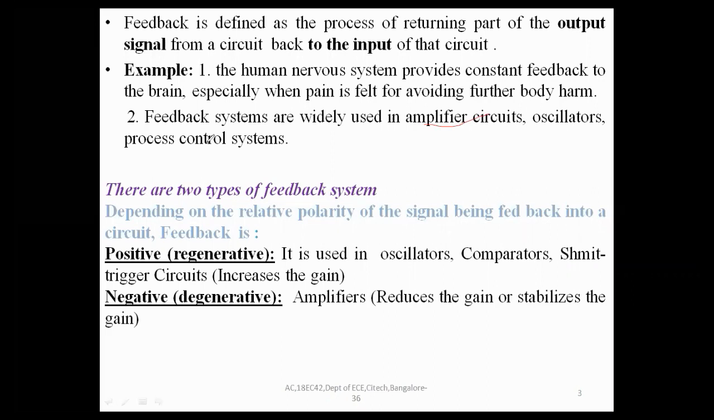There are two types of feedback systems depending on the relative polarity of the signal being fed back into the input of the circuit. One is positive feedback, another one is negative feedback. Positive feedback is also called regenerative. It is used in oscillators, comparators, and symmetrical circuits to increase the gain. Negative feedback, another name is degenerative amplifier, is used to reduce the gain, or we can say that it stabilizes the gain.